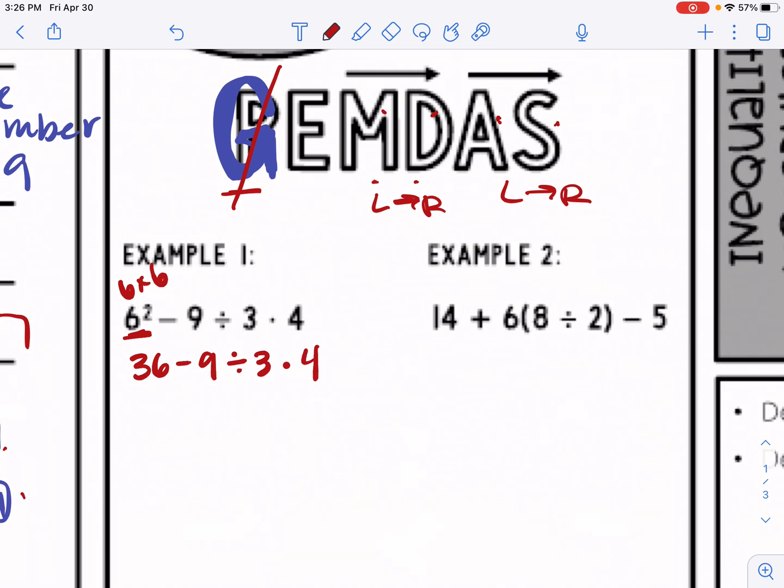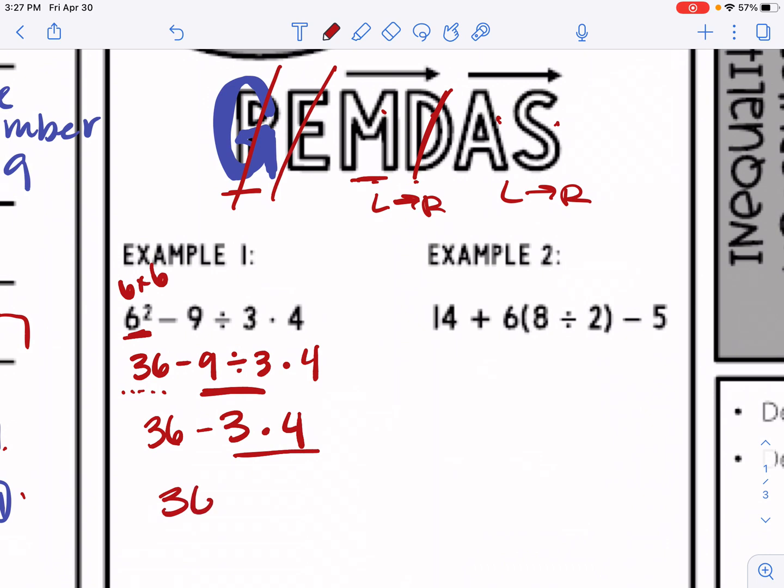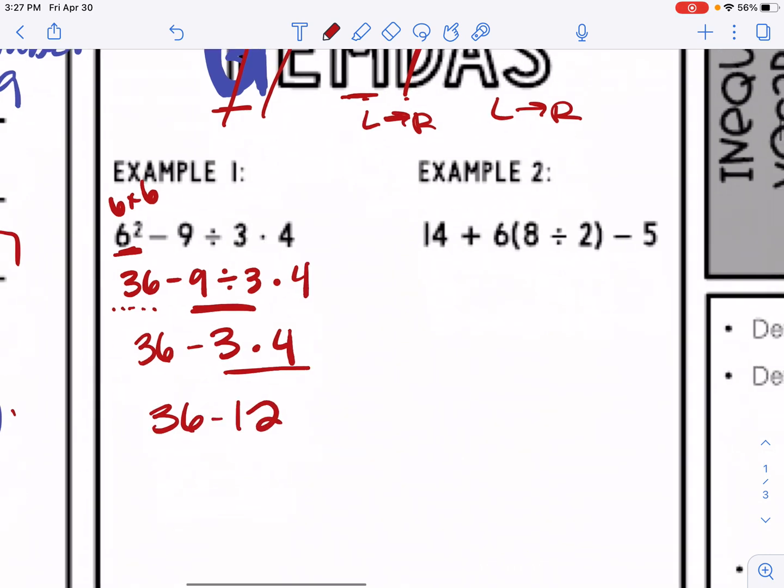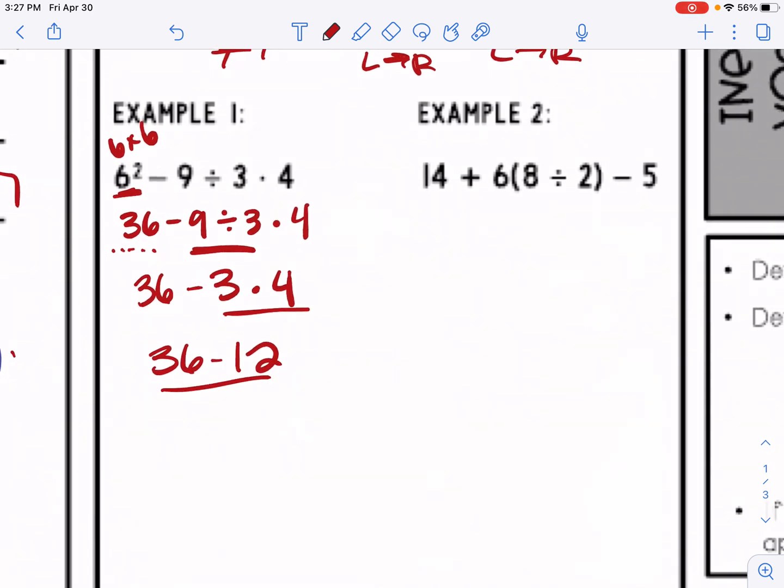Okay, I don't have any more exponents. Let's look at multiplication and division. I have both, but remember, we go left to right. Oh, there's some division, 9 divided by 3. So 9 divided by 3 is just 3, so now I have 36 minus 3 times 4. Okay, I have no more division, but I have to check for multiplication, and I do have some. 3 times 4. So now I have 36 minus 12. Now I just have subtraction left. 36 minus 12 is 24.